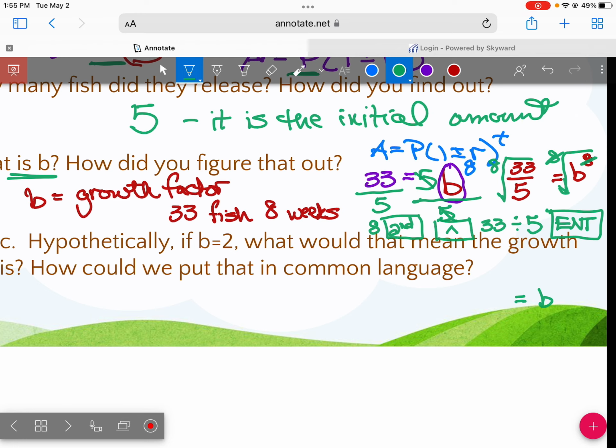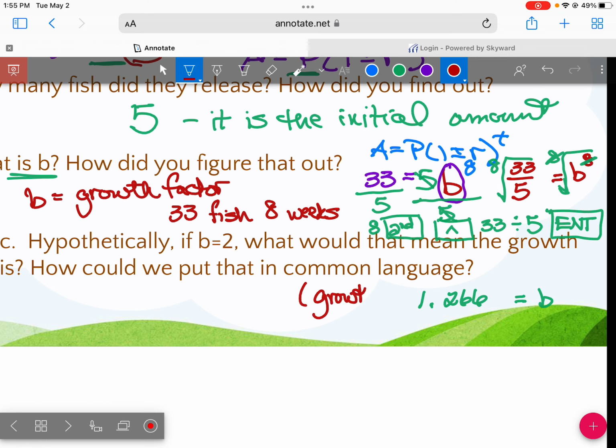I can't really see it. Do you have the 8th root of 33 divided by 5? Hit enter. Yeah, should be 1.266. Second, and then caret. So this is going to be 1.266. And B, we know, is our growth factor.